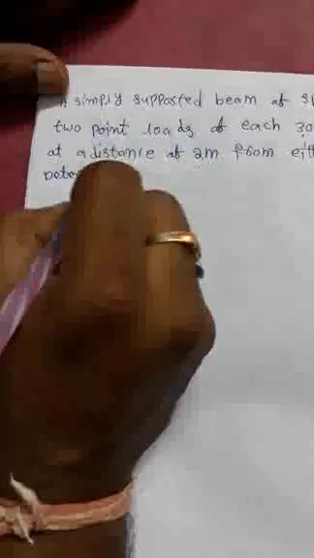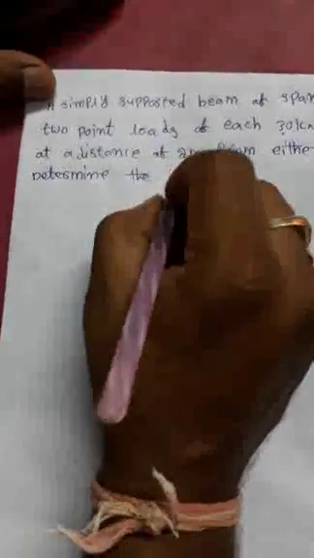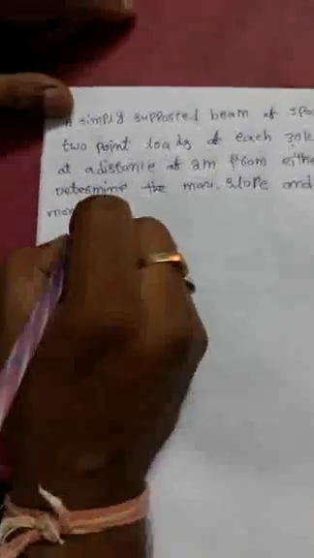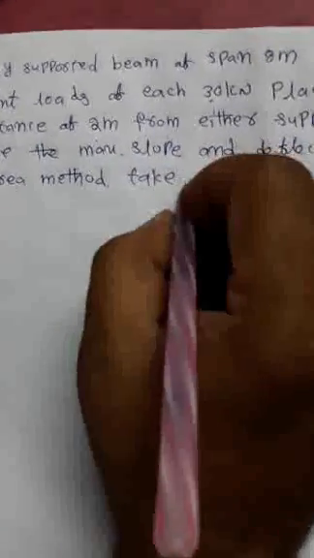So what is required is to determine the maximum slope and deflection using the moment area method. In the problem, the EI value is also given: EI equal to 50,000 kilonewton meter square. So the unit is kilonewton meter square.